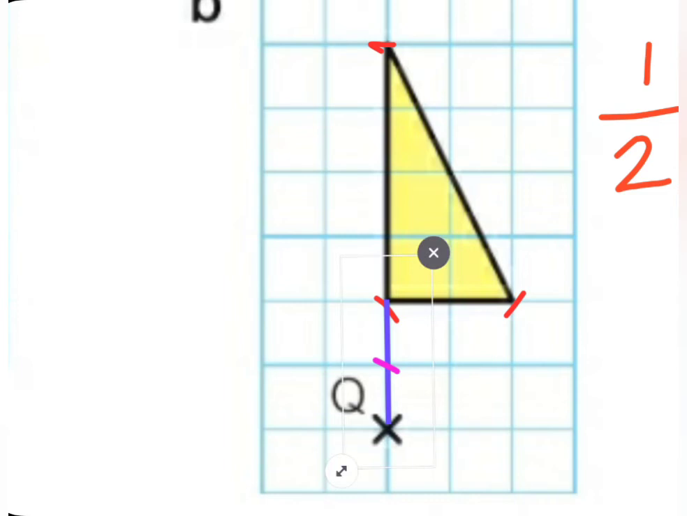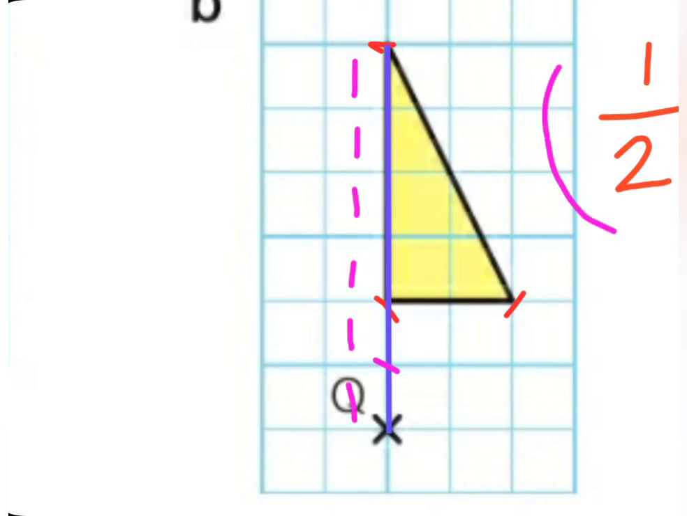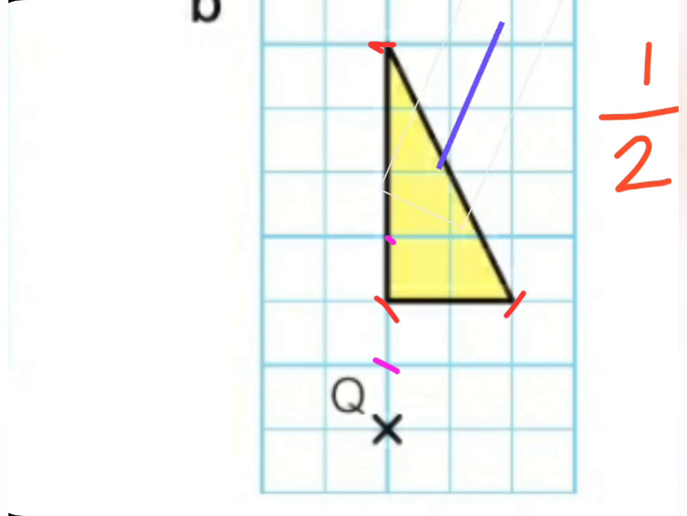Now we measure the distance between this point and center of enlargement. Now 1, 2, 3, 4, 5, 6. And then we multiply it by the scale factor half. We will get 3. So we use 3 of them. 1, 2, 3. So the new point will be here. Very good. Now let's remove these and then measure the distance between this point and center of enlargement, which is the last point.